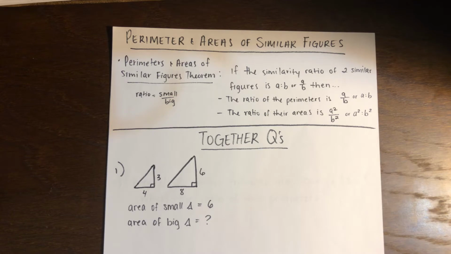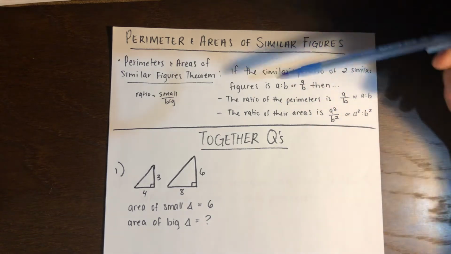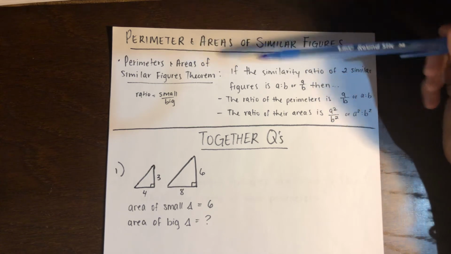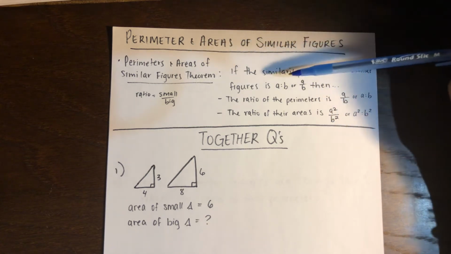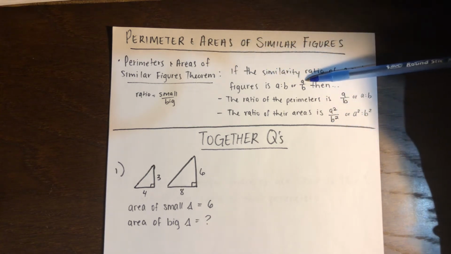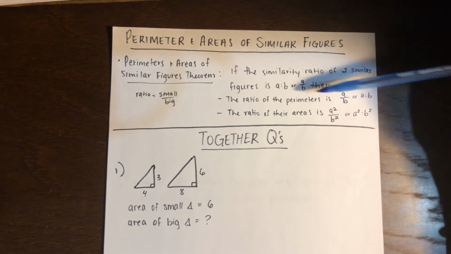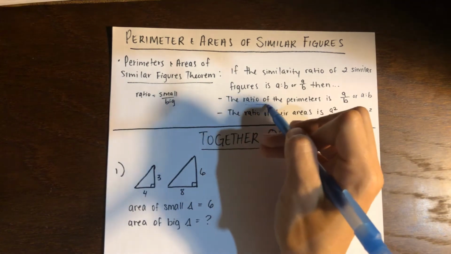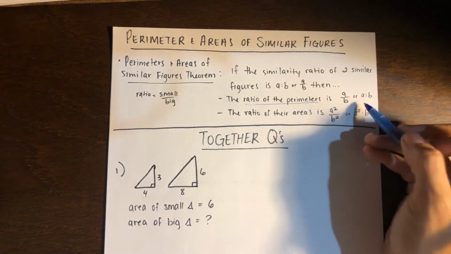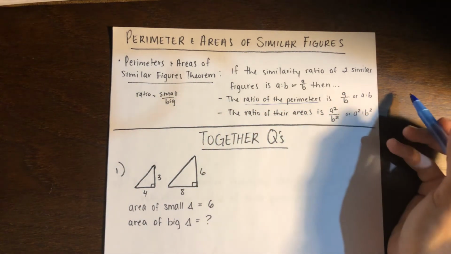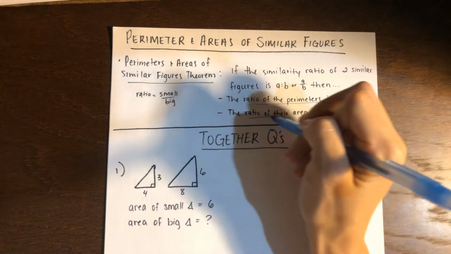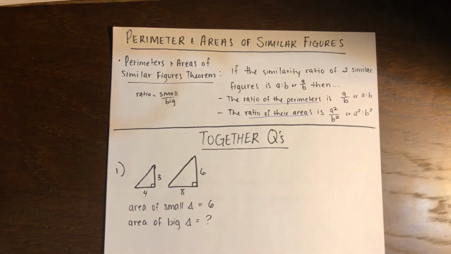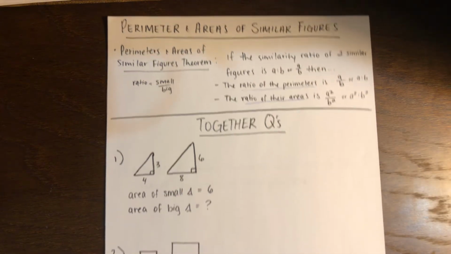So for the first one, we're given the theorem of perimeters and areas of similar figures. If the similarity ratio of two similar figures is a to b, or written as a fraction a over b, then the ratio of perimeters, and this is just a ratio, it's not the actual perimeter, is a over b or a to b, however you want to write it. And then the ratio of areas is a squared over b squared or a squared to b squared. Okay, so let's do this first one together.